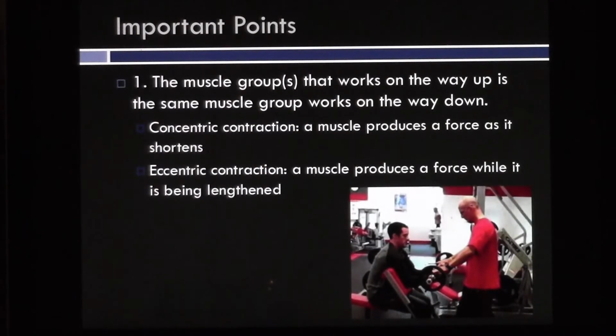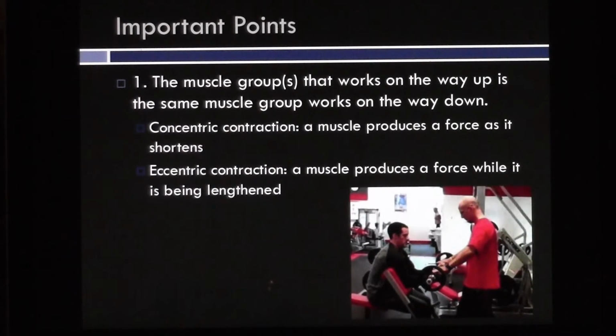Okay, so the muscle group that works on the way up is the same muscle group that works on the way down. So what I mean is, let's think about negatives. If you've ever seen somebody do negatives, or if you've ever done them yourself, they're just a great example of this. If you're not familiar with negatives, I don't want to embed video, it just takes too much time. I'd probably screw it up anyway.